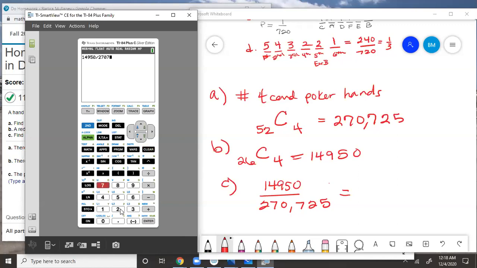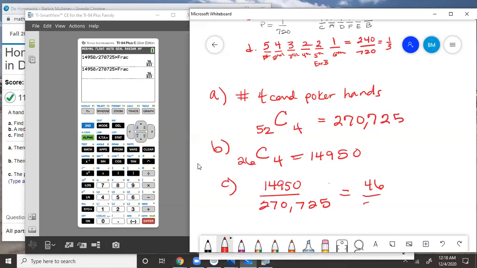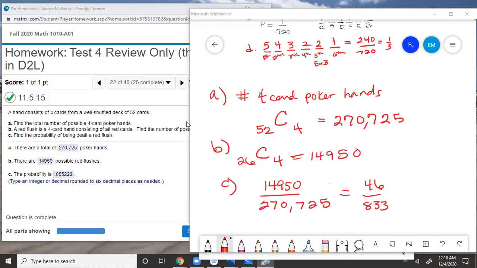We get 46 over 833. So that's the probability. So we're combining counting methods with probability in these problems.